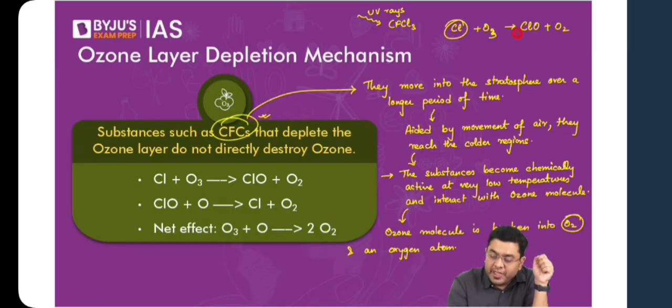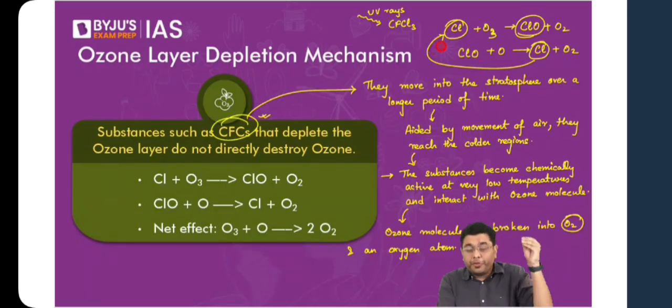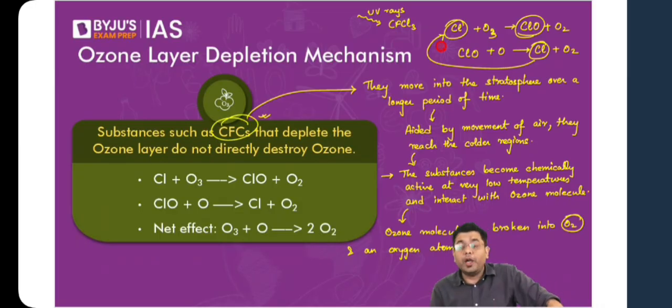Okay, now this chlorine monoxide will interact with a free oxygen radical. It will end up creating chlorine atom again plus O2. Now this chlorine atom is free to react again, and then again this process is repeated. So by the time that an ozone molecule is manufactured with the help of the ultraviolet rays, in that time duration, there has been a significant number of reactions of depletion which have already taken place, leading to an overall depletion. So the net effect is that ozone gets converted into oxygen.